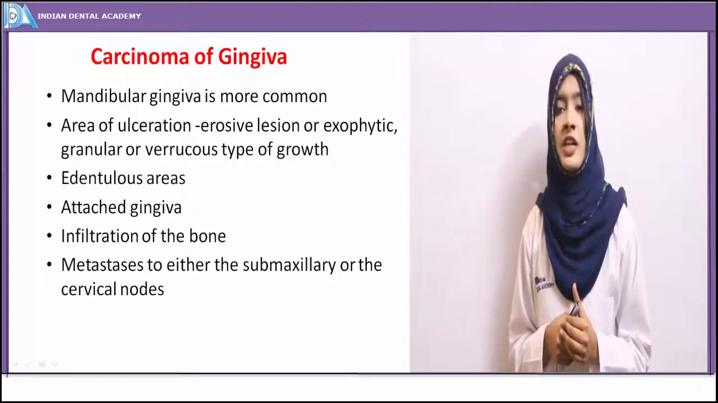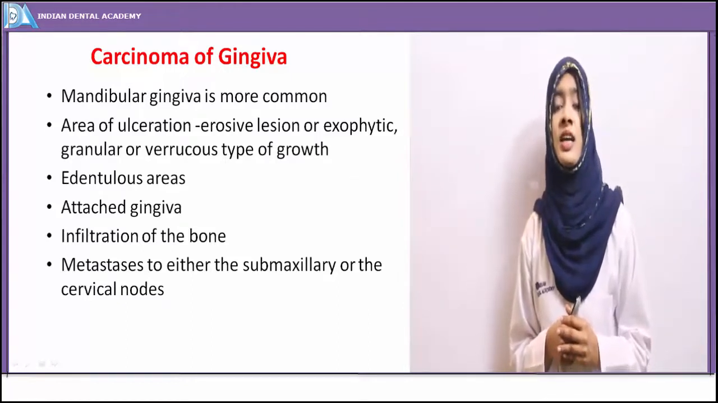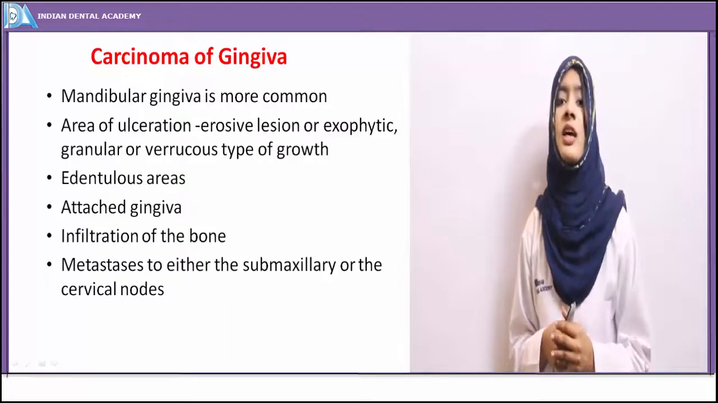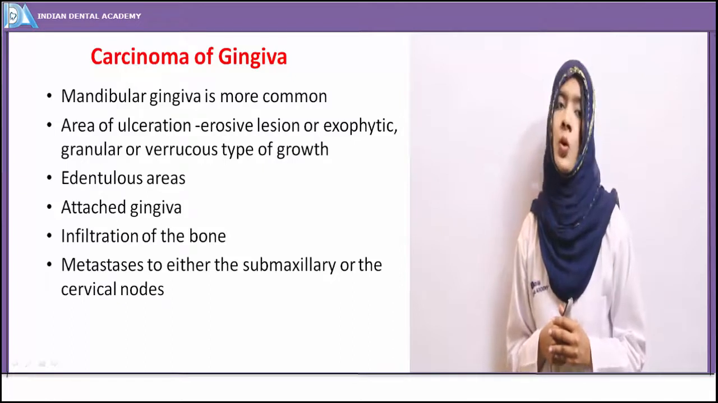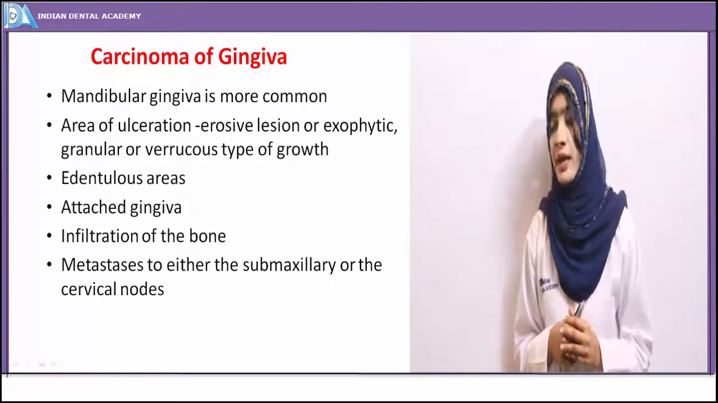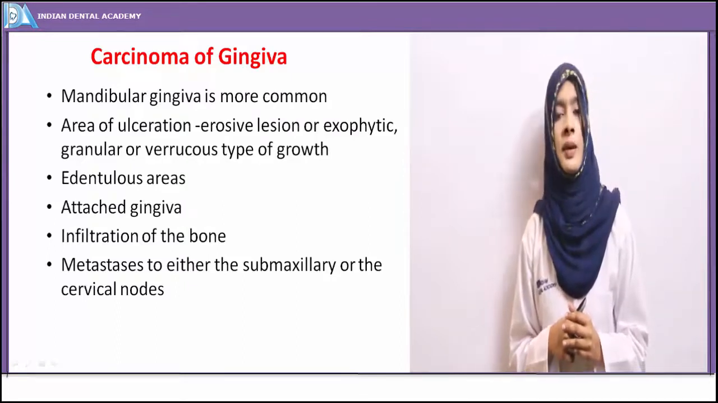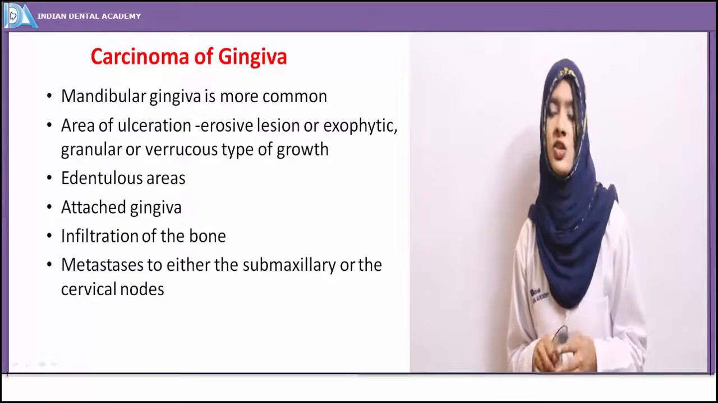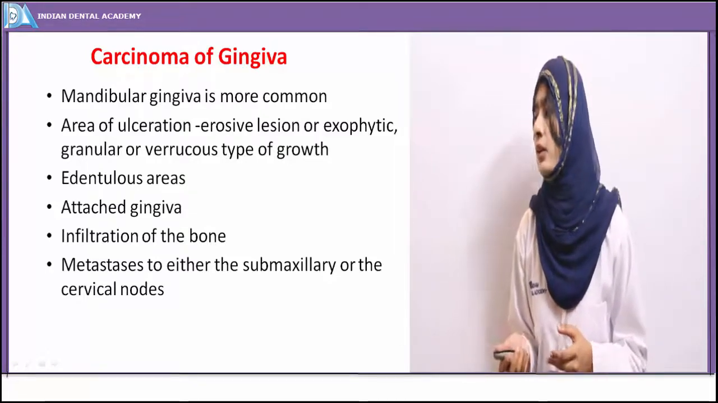Basically, areas of ulceration occur which are very extensive, and early involvement of the mandible is also seen because of the spread of the tumor cells and infiltration to the bone. It is a very frequent finding in gingival involvement, and metastasis occurs because of close proximity to the cervical lymph nodes. Metastasis is very early in the case of tongue, floor of the mouth, buccal mucosa, and the gingiva.